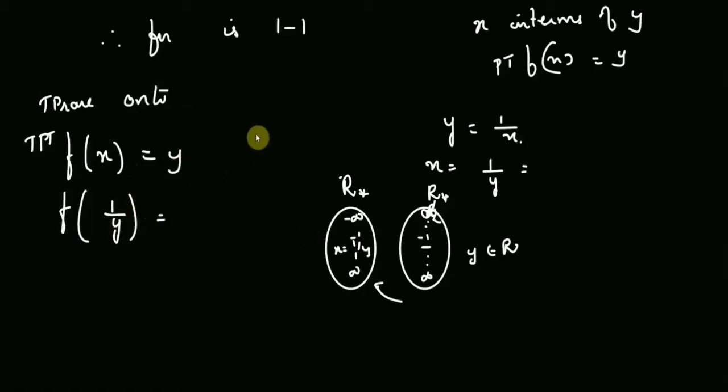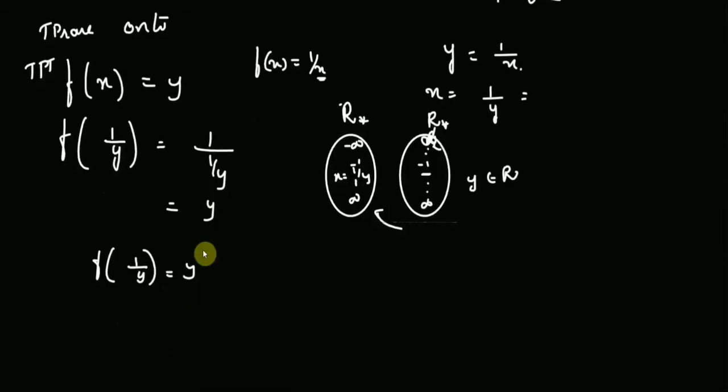So what is the function given? F of x is equal to 1 by x. Just replace x by 1 by y. The function f of x is 1 by x, so what will be f of 1 by y? 1 by 1 by y. What is this equal to? Y. So we have proved that f of 1 by y is equal to y.